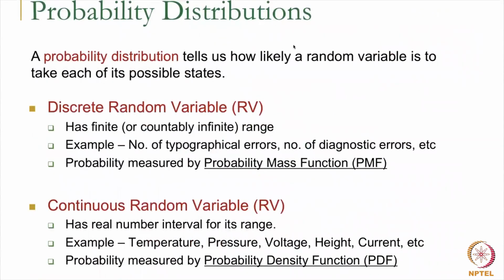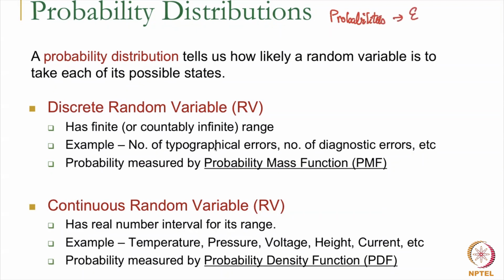Now, here is probably the most important idea that you should get at a conceptual, gut level when we deal with inverse problems. That is the idea of probability distributions. The important idea here is that probability distributions tell us how likely a random variable is to take each of its possible states. Now, this might seem vague, but let me explain why this is important. Usually we talk about probabilities of events.